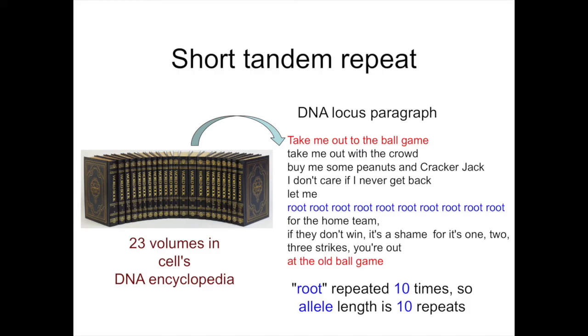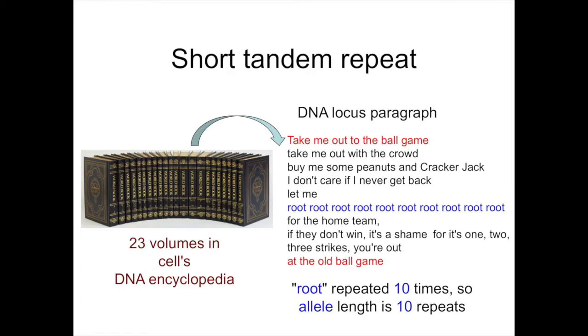On the left, we have our genetic encyclopedia. There are 23 volumes, each corresponding to a chromosome. There are about 100,000 paragraphs like this scattered throughout our genome. Some have one-letter words, some have 10-letter words, but what they have in common is the beginning is the same. Here we see, in English, a paragraph that says, take me out to the ball game. And it continues with fixed text, and then there's the word root, root, root, which may go on 5 times or 8 times, 10 times, 20 times. Typically, there are about 15 different variants or alleles, the number of times this word is repeated. And then the text continues, for the home team, if they don't win, it's a shame, and then it ends at the old ball game.